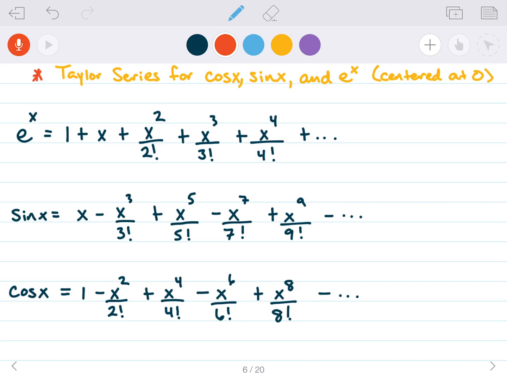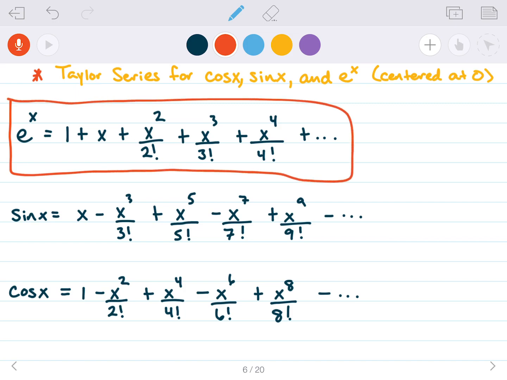Now, I want to ask you something. Okay, so look at what this says here. e to the x equals, not just approximate, equals 1 plus x plus x squared over 2 factorial plus blah, blah, blah, all the way till forever. This thing actually equals this. There is no approximation here.